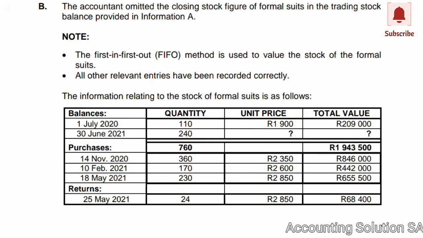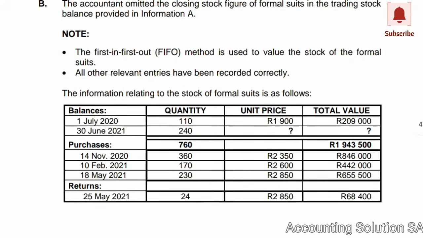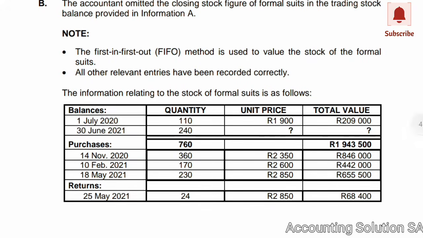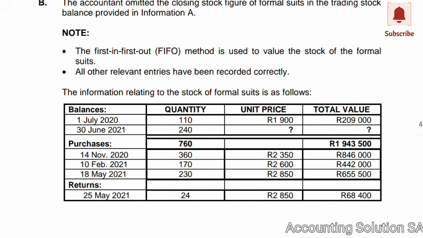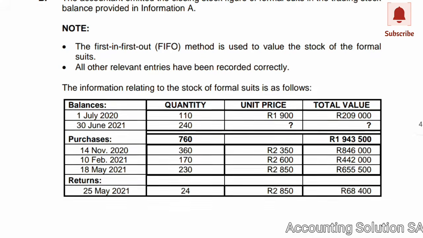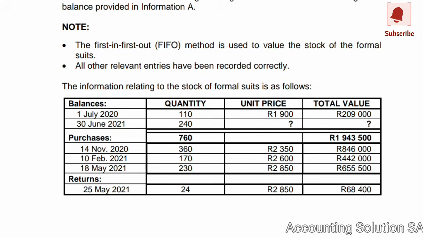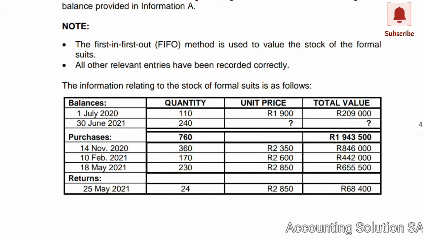Okay, now where do we start? Before we go to the calculation, we also have a return, which was made on 25 May 2021. So in this case, we assume that the 24 units that were returned on 25 May are from the inventory that was purchased last, unless they specify that the 24 units were purchased on 14 November or 10 February. That's where we can go and subtract from that date.